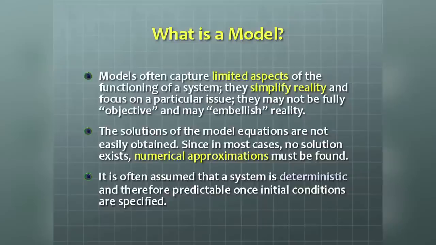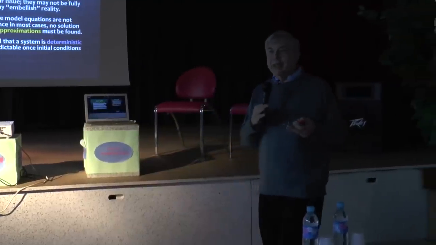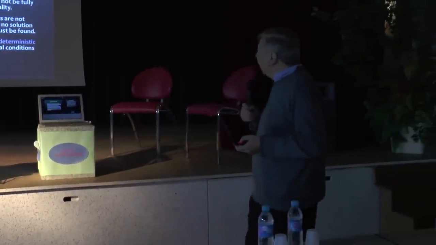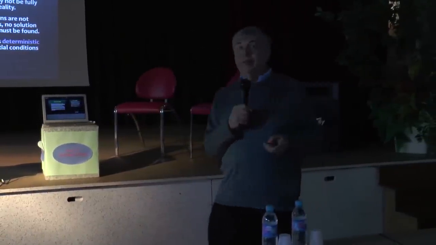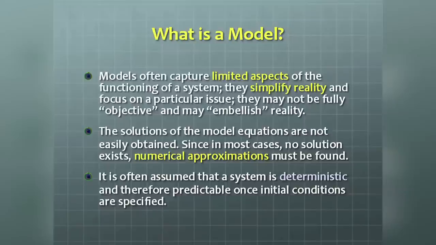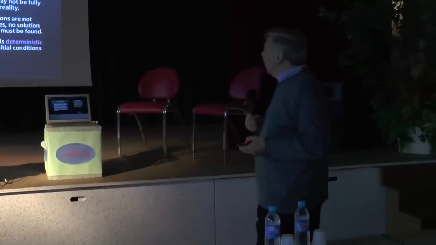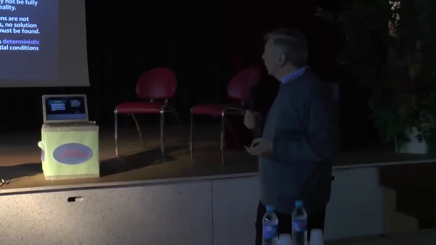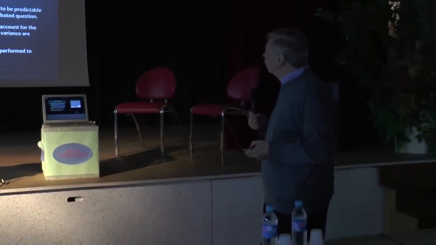And in fact, we should always remember that they usually are simplified representations of reality. They capture only certain aspects. They simplify reality. They might not be fully objective, because you decide what to put in your model, and sometimes you put things that you like to put and not others. They might be somewhat subjective. They might somewhat embellish the reality. And so this is kind of a nice discussion that we could have in the future.